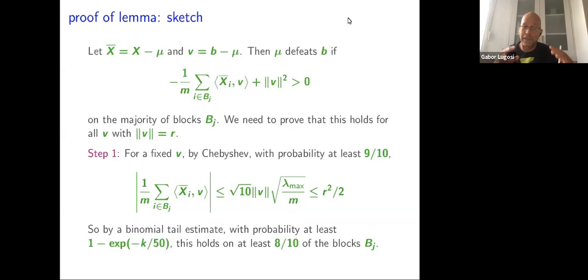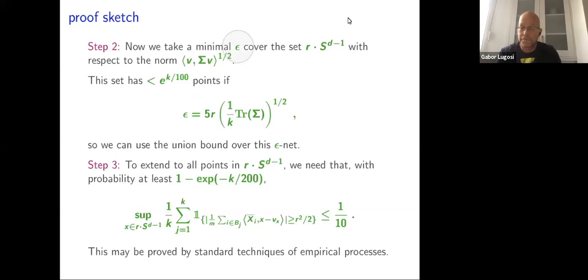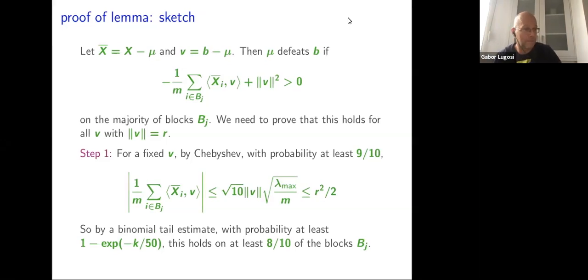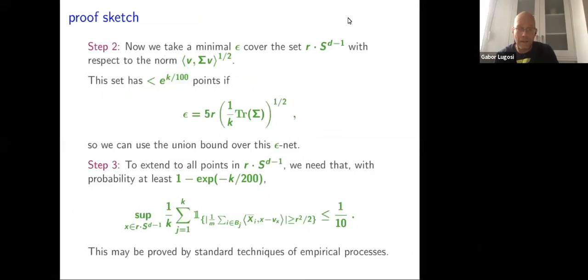Okay, and now what we can do is that we discretize the sphere. So we can take an epsilon cover of this set, and the relevant metric is the metric induced by the covariance matrix. That's the distance under which we want to cover the sphere. And this set we're allowed to have e to the k over 100 points, right? Because if you multiply this by e to the k over 100, then it's still very small, right? We want to take the union bound over this exponentially many points. So we can still afford e to the k over 100, okay? So we can discretize it such that we have this many points.